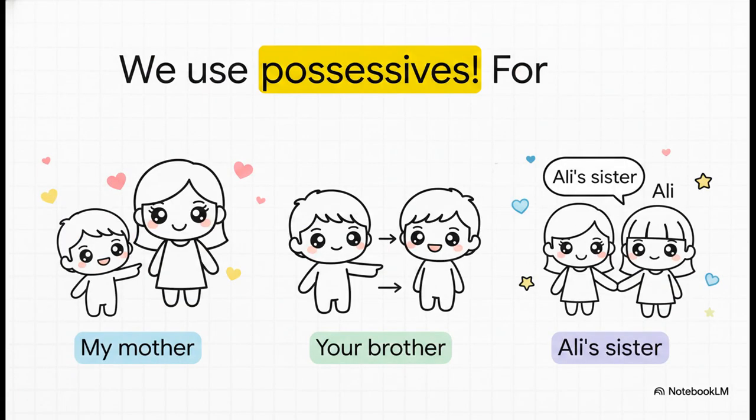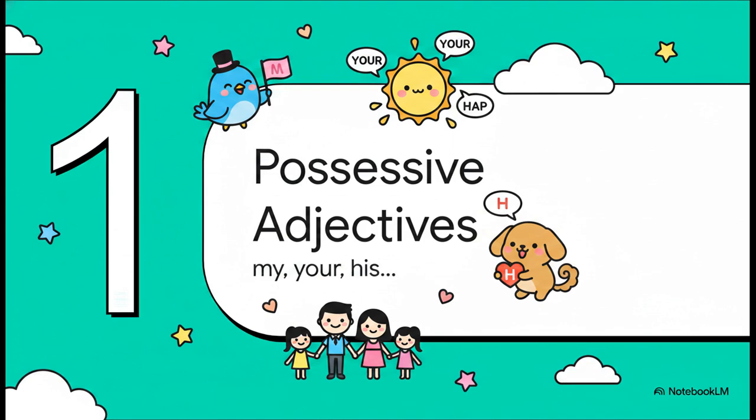And here's the answer. It's pretty simple, actually. We use possessives. These are just words that show a connection. They show who belongs to whom. So when you say my mother, or your brother, or maybe Ollie's sister, you're using possessives to make those family connections. Now, there are a couple of ways to do this in English.